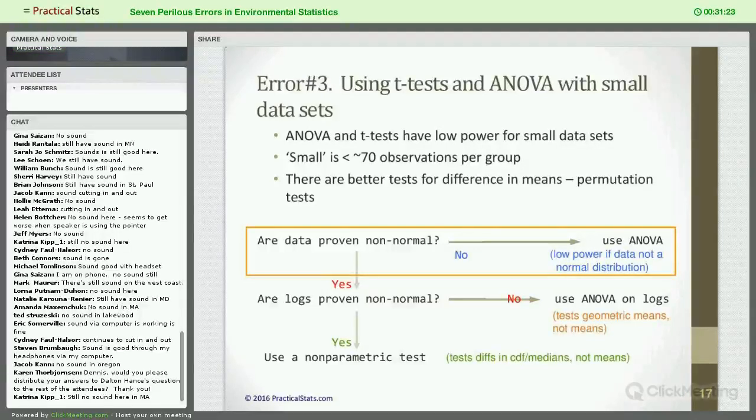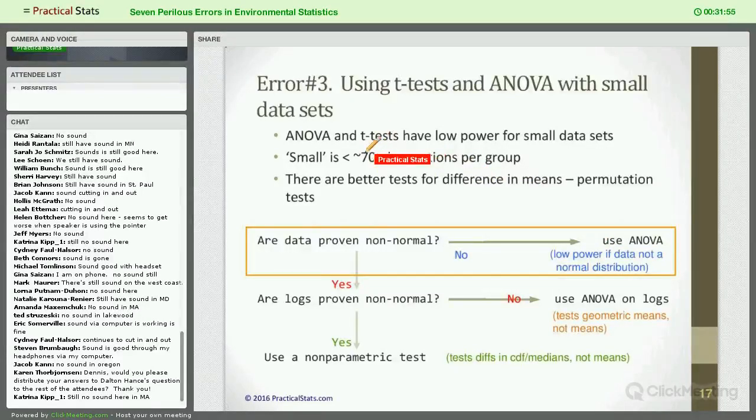All right, then finally, for the flowchart set of errors, using t-tests and ANOVA with small data sets, you don't have much power. So back to a question of power. This is in the top decision here. If you cannot see that the data are non-normal, and you send it over to an ANOVA or a t-test, and if you really don't have data that follow a normal distribution, you'll have low power.